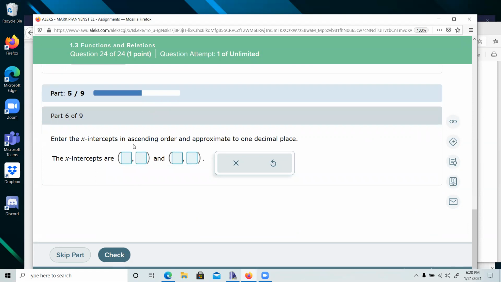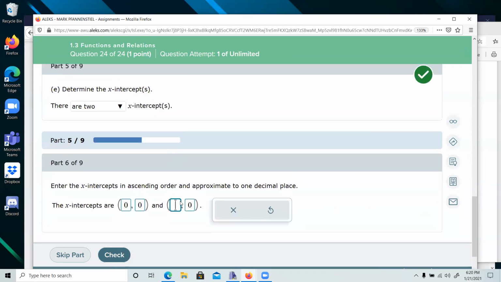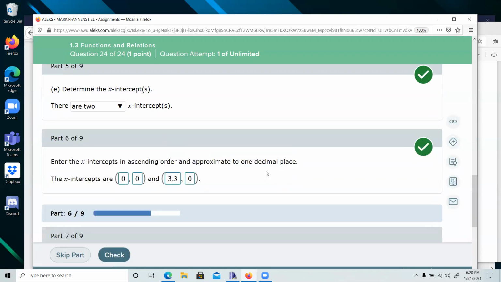So enter the x-intercepts in order and approximate to 1 decimal place. Fine. Now they're going to make us do it. All right. Now, that part's easy. It's y equals 0. So we have to look at this and say, well, approximated to 1 decimal place, I think that's 3.3. You said it was 3.2. I don't know if I could argue with you, but I think it's 3.3. All right. Hopefully they won't get mad at us. Hey, look at that. They were nice.